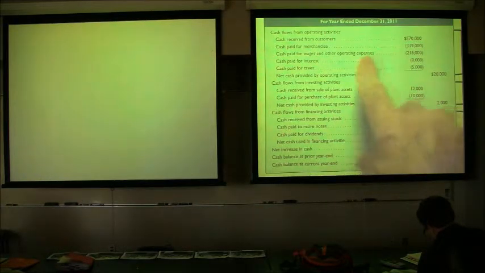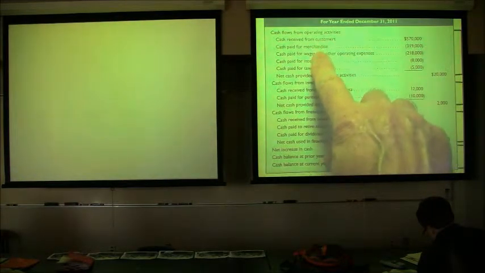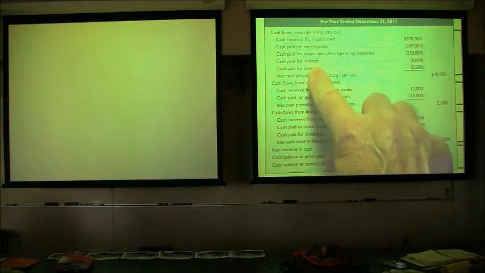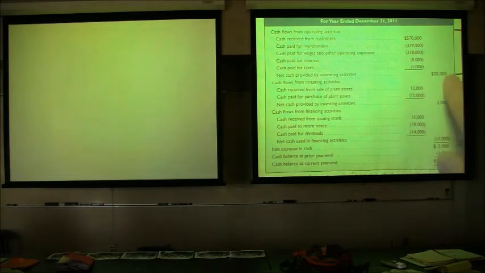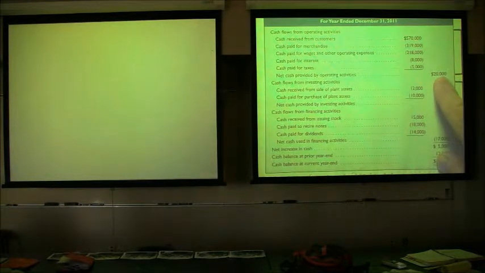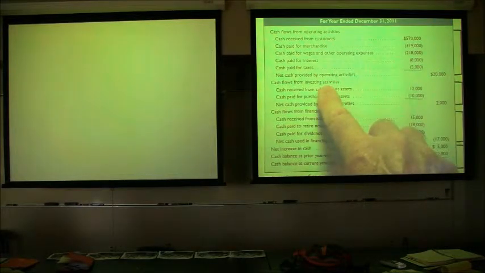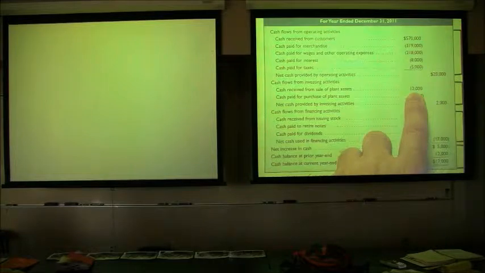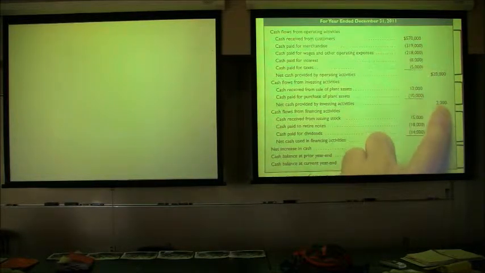So in this case, things like cash from customers, cash paid for merchandise, cash paid for wages and operating expenses, cash paid for interest, cash paid for taxes. So $20,000 worth of cash came in from operating activities. Investing activities, now this is buying and selling assets, and it's cash in, cash out. So in this case, cash received from the sale of plant assets, cash in, cash for the purchase of plant, cash out, a $2,000 net cash in.